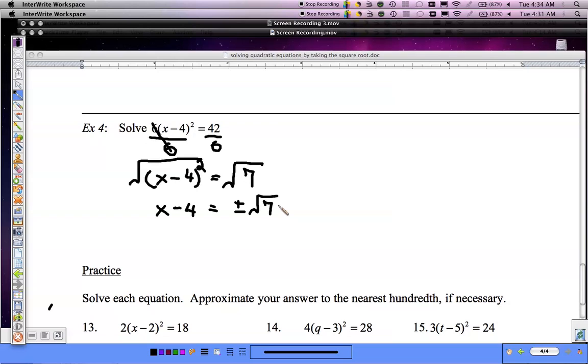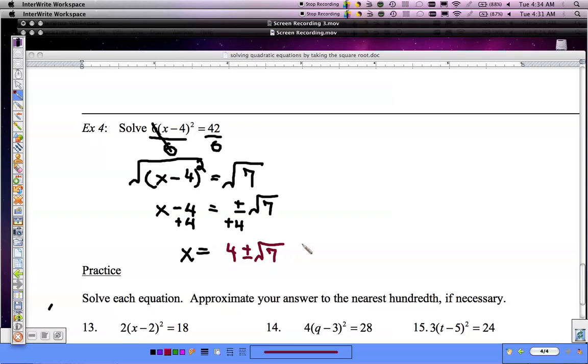So we're actually almost done. The only thing to finish up is we want the x totally by itself, so we're going to add 4 to both sides. And I have x equals 4, because I added 4, it's a positive 4, plus or minus the square root of 7.